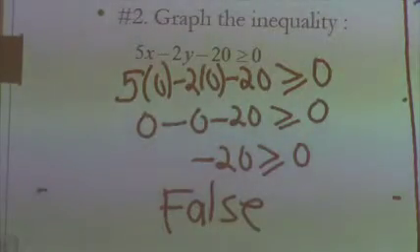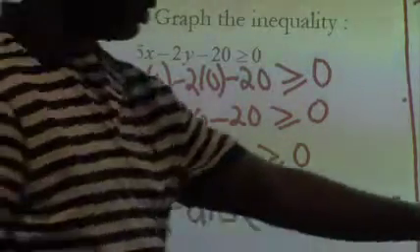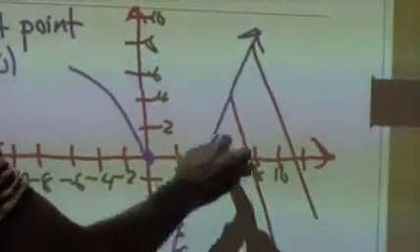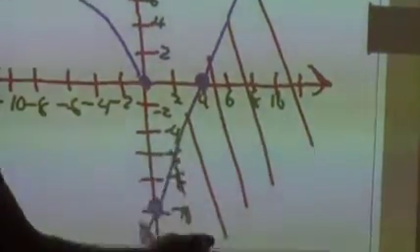And because this is false and 0 is on this side, all solutions for this graph would be the ones that lie on the line and are on the right side of that line. So this would be the solution for this inequality.